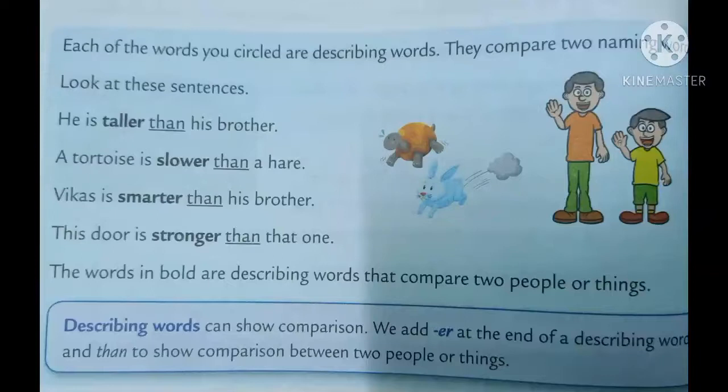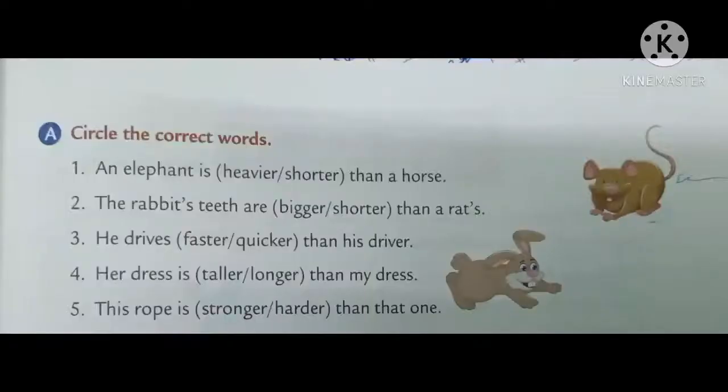Okay, so I hope that you understood this chapter, children. Let's go to the book exercise. So turn to page 37. So let's start with exercise A. Circle the correct words. Okay, you have to circle the correct words. Two options are given in the bracket. You have to circle the correct one.